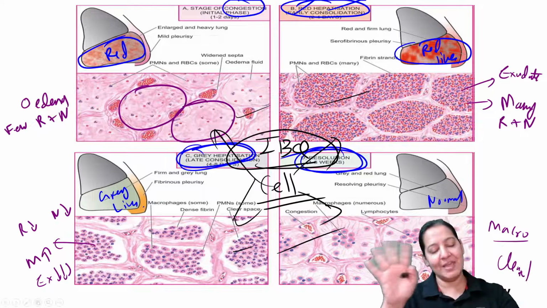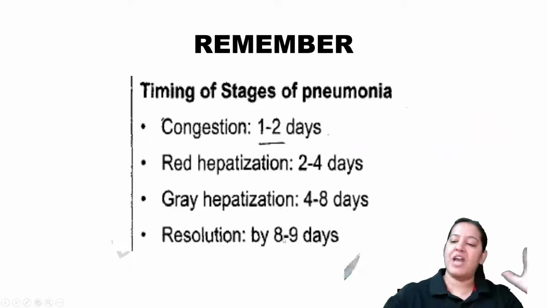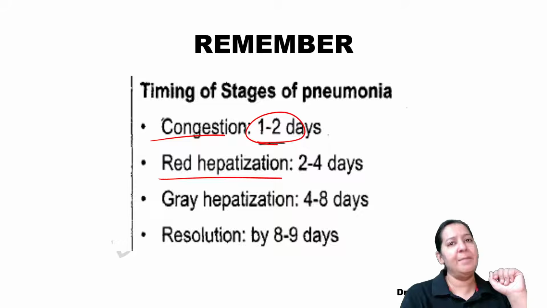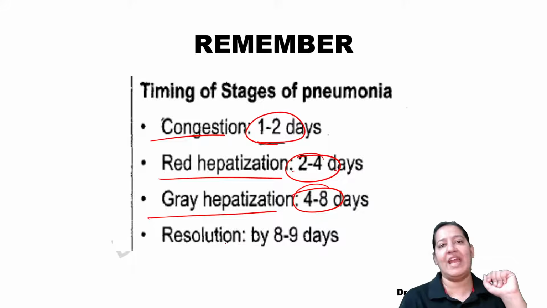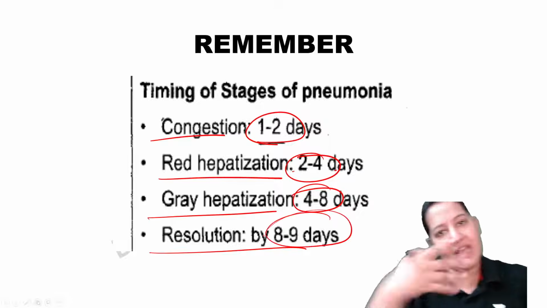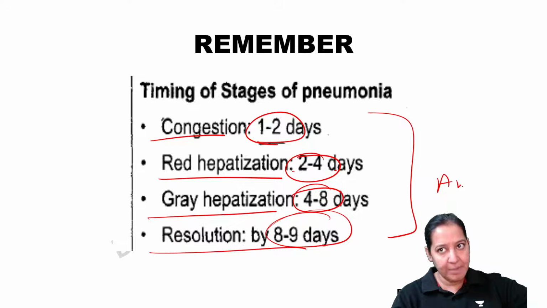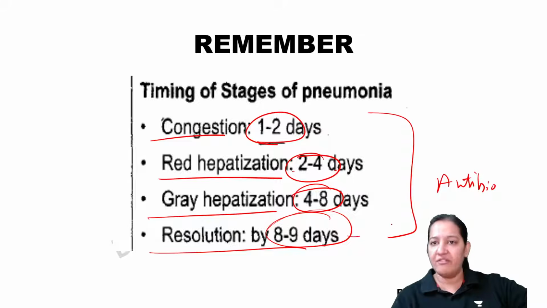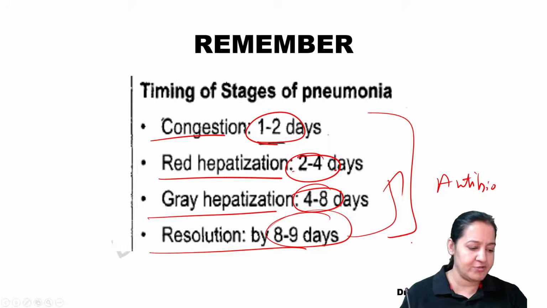You can get IBQ also, you can get theory questions also based on the 4 phases. These are the timings. Many questions come on timings also. Stage of congestion lasts for day 1, day 2. Red hepatization for the next 2 days, day 2 to day 4. Gray hepatization is day 4 to day 8, and resolution day 8 onwards, if you are not giving any antibiotic. But if you give the antibiotic to the patient, these phases will be faster and recovery will be fast. If you don't give the antibiotic, this is the natural course.